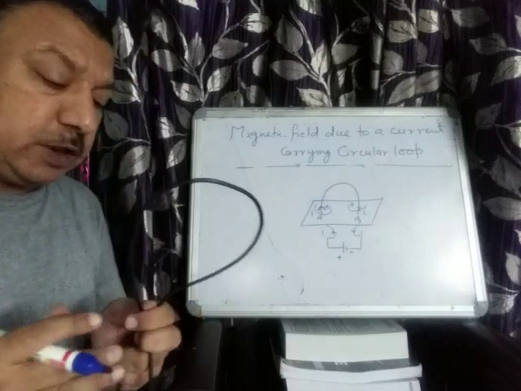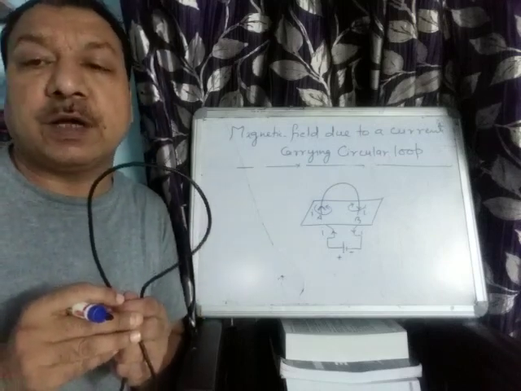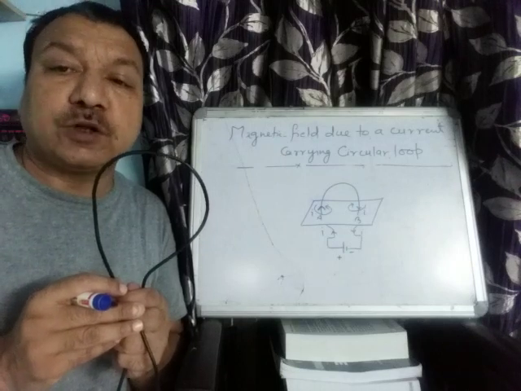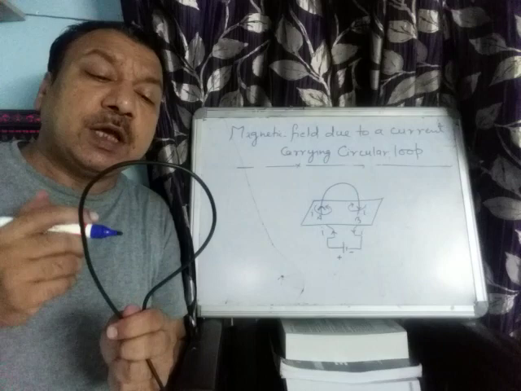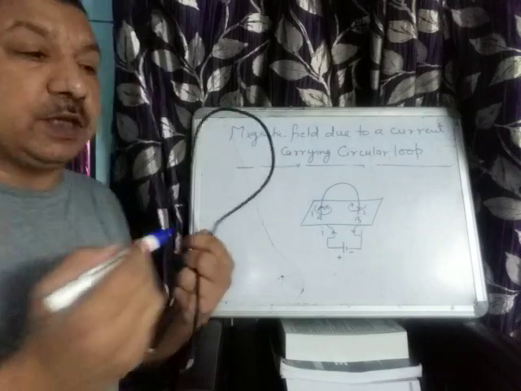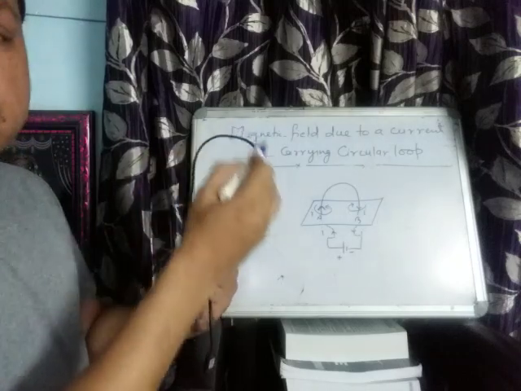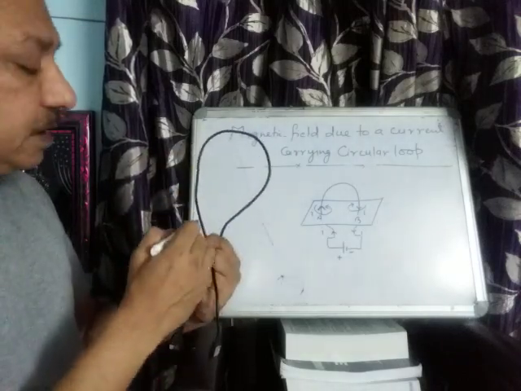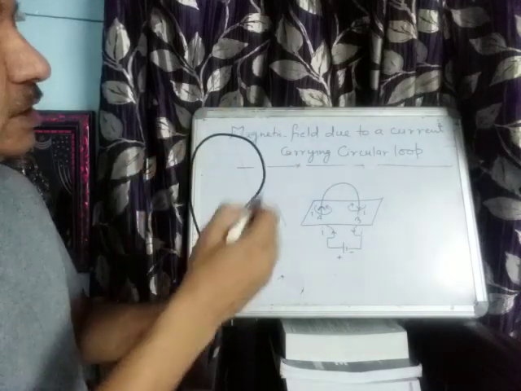Second one, very important thing: by seeing the direction of the current, you can predict which end will behave like a north pole or which end will behave like a south pole. Suppose the current is here clockwise. It is rising up and coming down. So if you just see the motion, it is clockwise.